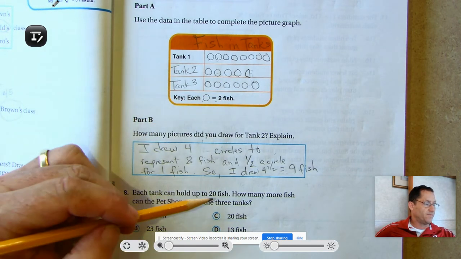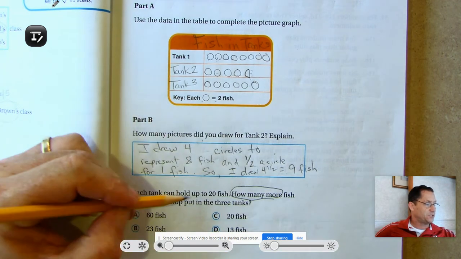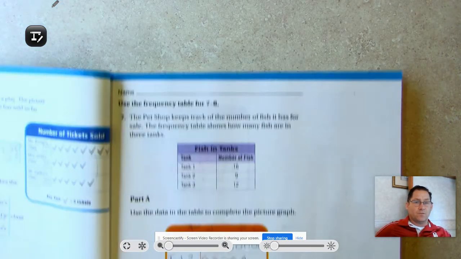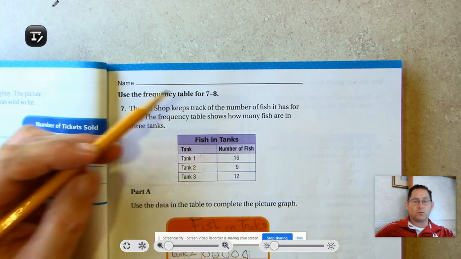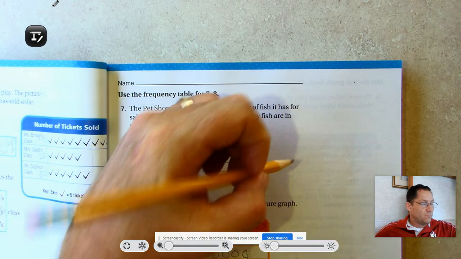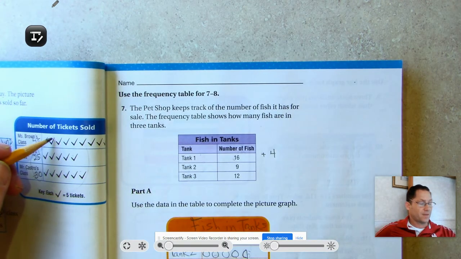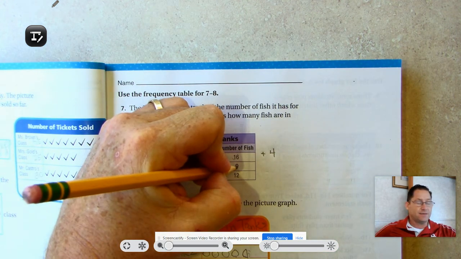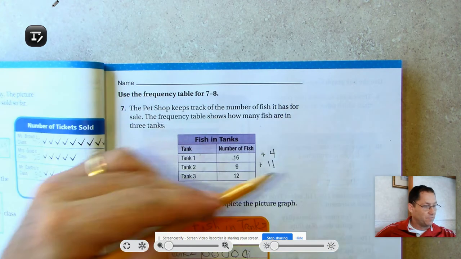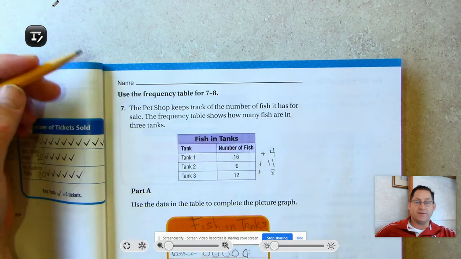Each tank can hold up to 20 fish. How many more fish can the pet shop put in the 3 tanks? Okay, so up here, we see that each of these tanks can hold 20 fish. Well, there's only 16 right now in tank 1, which means I could add 4 more fish to tank 1. Tank 2 has 9, which means I could add 11 more to tank 2. 11 plus 9 is 20. 12 plus 8 would give me 20.